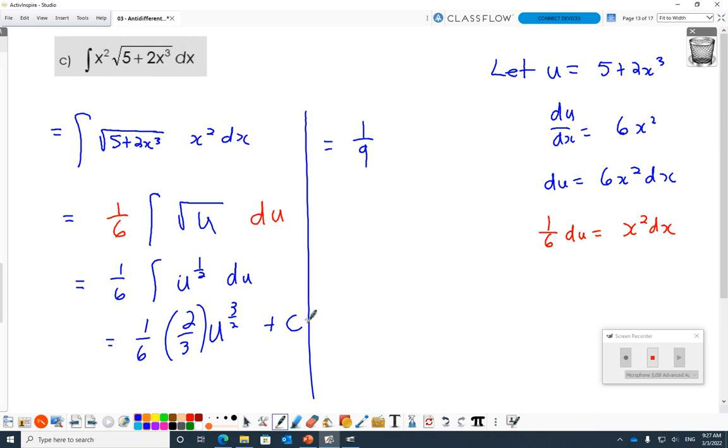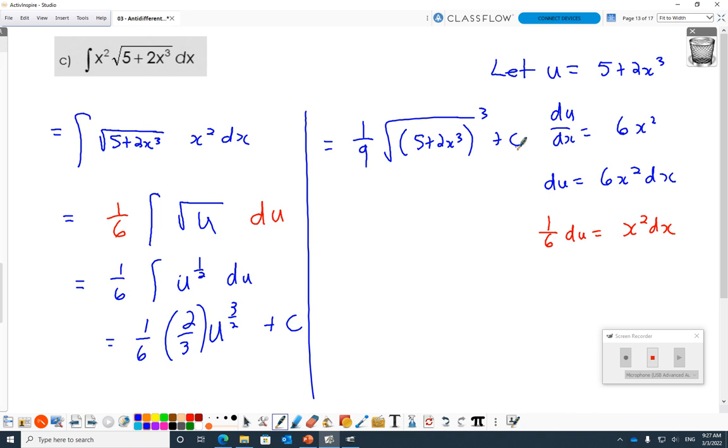1/9 u to the 3/2. Can I handle it right now? u to the 3/2. Where's u? It's 5 plus 2x cubed. But maybe I want it as square root cubed. It depends on what you're doing next. If you're doing another derivative, don't do this. That's insane. But if you're subbing in now to find a value, putting in an x or something like that, you're going to want it like that. So I'll show that version of it.